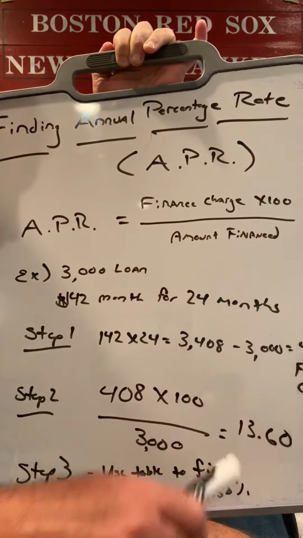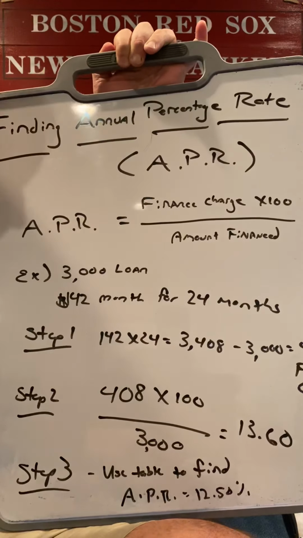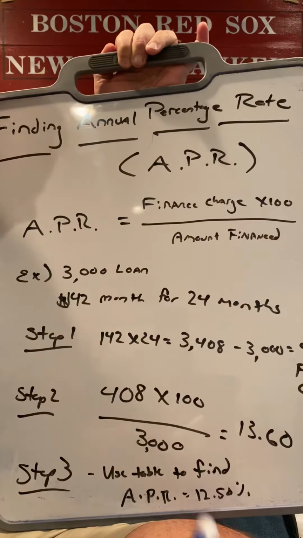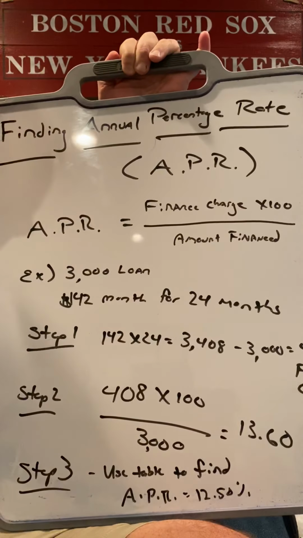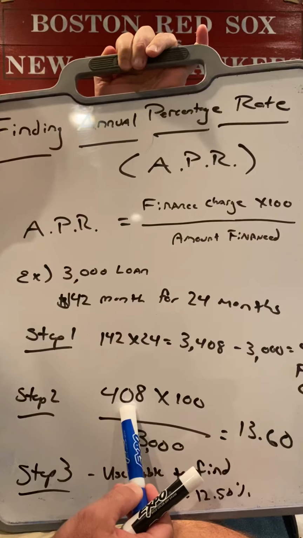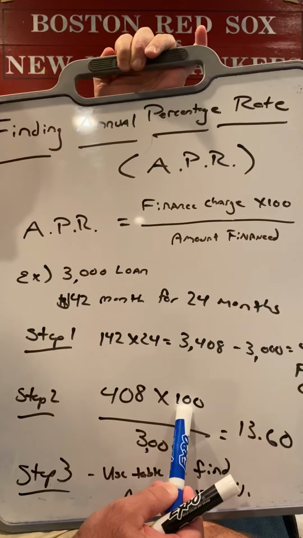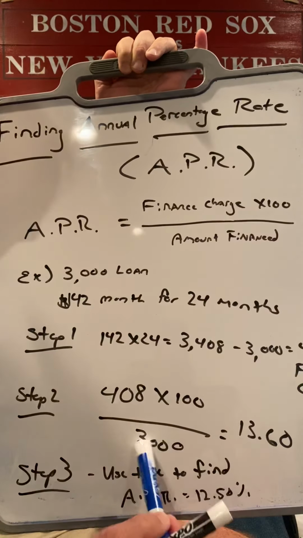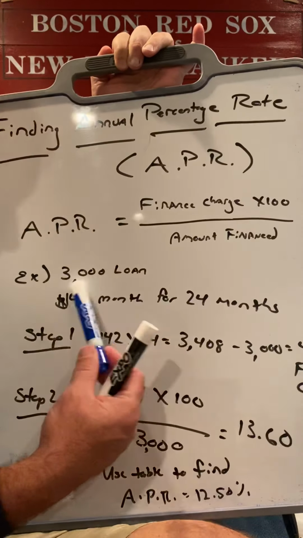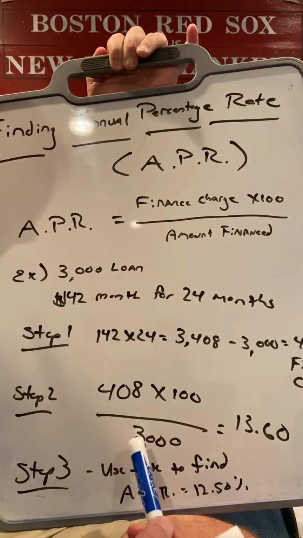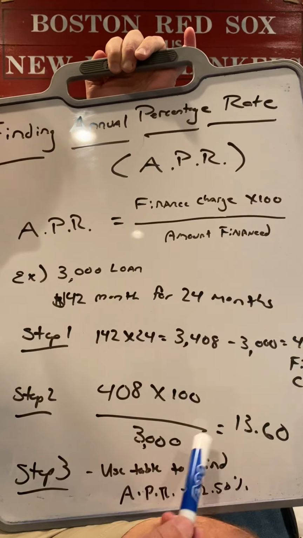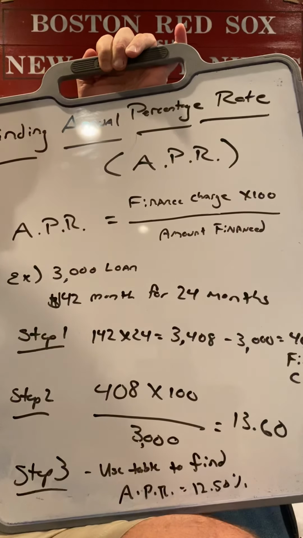So that's the first thing we need to know, how much is the interest, how much is the finance charge if they don't give it to us. Sometimes in the problem they're going to give you that, but if they don't, that's the process we have to use. Okay, so in our formula, finance charge times 100, it's always times 100, divided by the amount financed. Well, again, how much did we finance? We took out a $3,000 loan. That is the amount financed. If we do that in step 2, if we use the formula, we come out with 13.6.